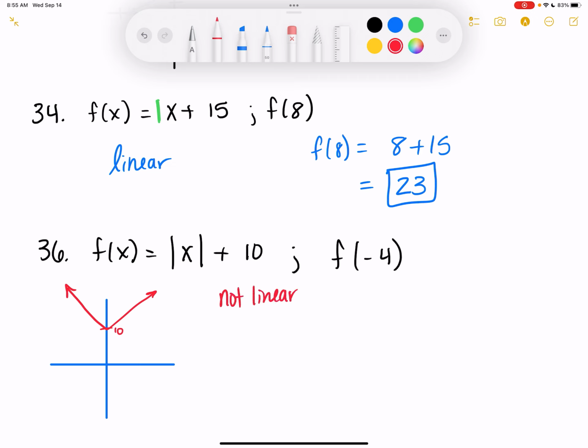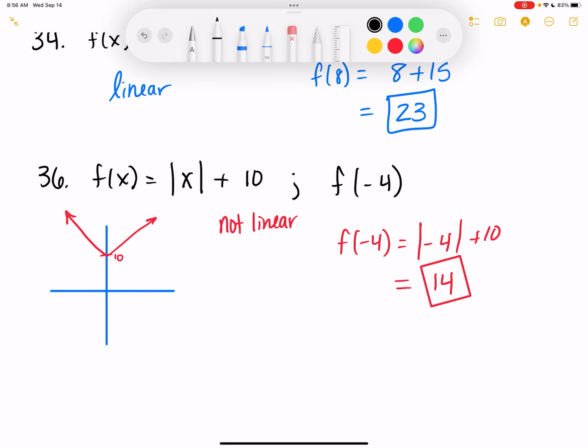It doesn't graph a line. So then we're going to evaluate this equation for -4. f of -4 is equal to the absolute value of -4 plus 10. And what is that? The absolute value of -4 becomes +4, so that's 14.